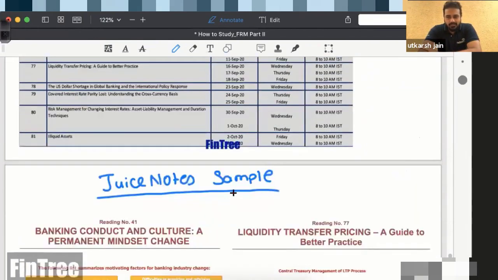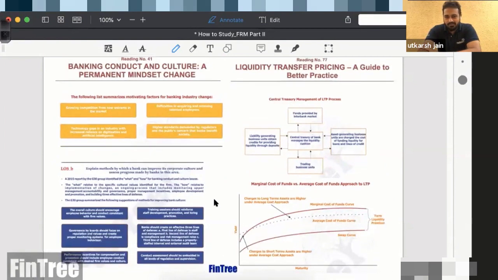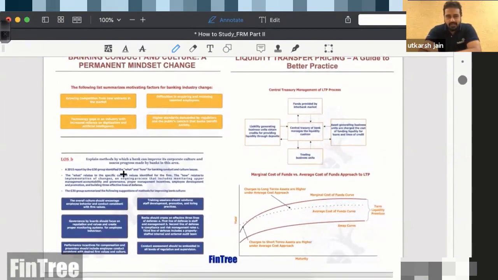I've also put in some sample notes on the juice notes that we've started preparing for FRM Part 2. I've just put in a few screenshots. These are already available under your login for you to download. And throughout the season, we would be revising some of these juice notes and adding more and more to the list.